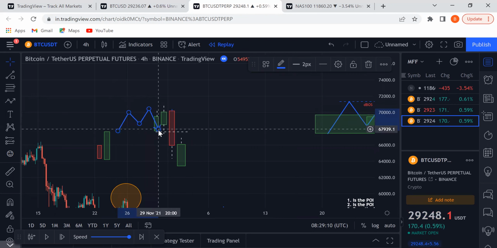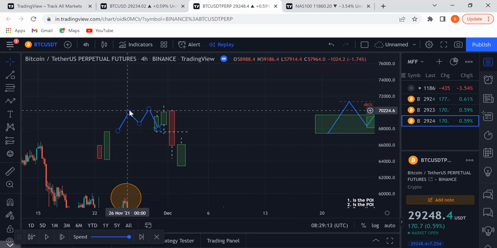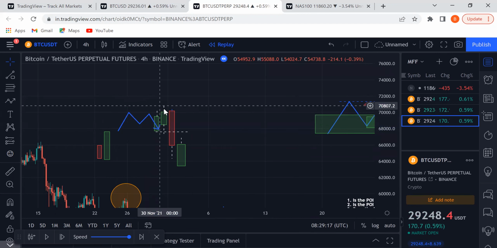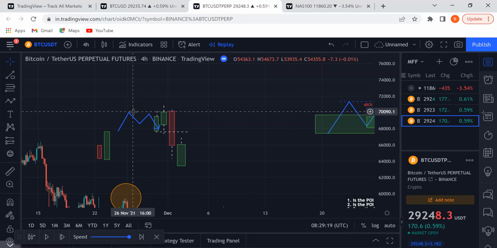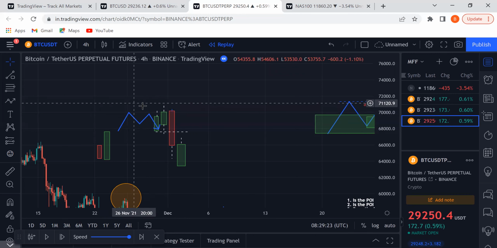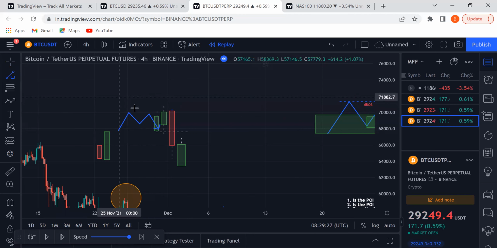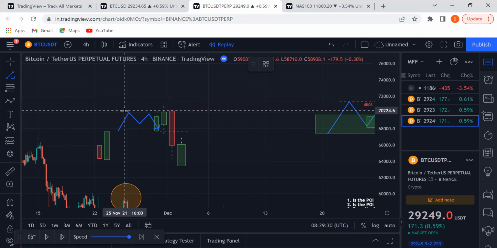you understand? You have an equal high. Then your POI now sweeps all the liquidity. You know, equal high. We expect that there will be stop losses, buy stops, limit orders, all those things there. So that's what we are targeting.